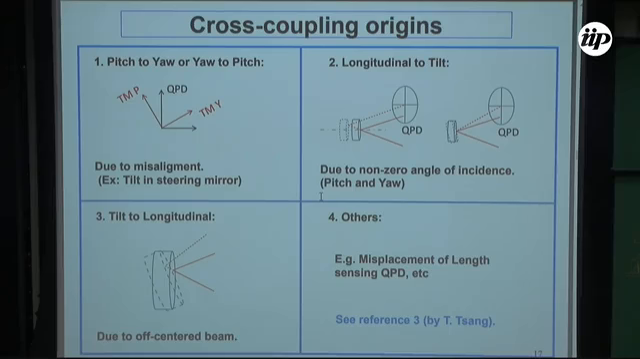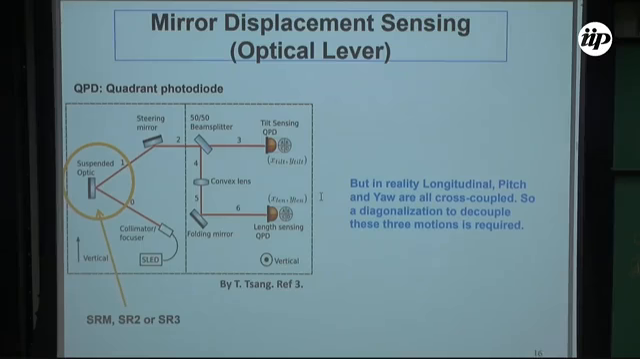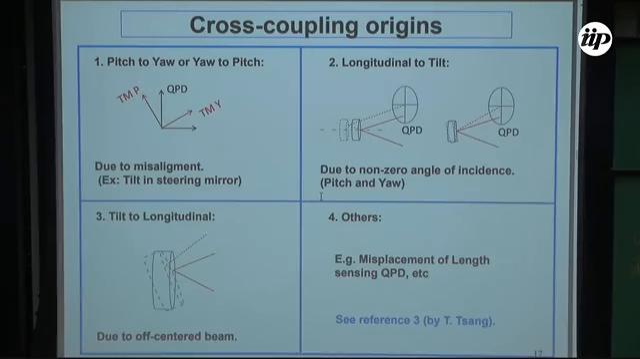So what are the origins of this cross-coupling? Let's say our steering mirror is misaligned. That is going to cause mainly a pitch to yaw coupling. Now let us say that we are not hitting the QPD right at the starting point. That is going to give a longitudinal to tilt coupling. Another example, if we are not hitting the suspended optic at the center, that is going to give a tilt to longitudinal coupling, and so on.